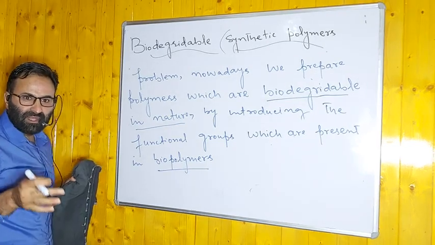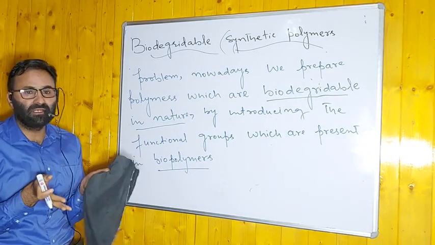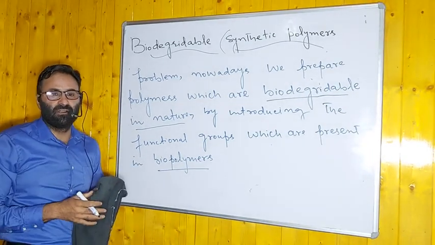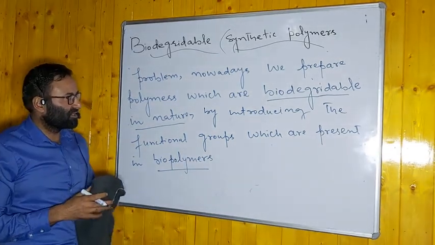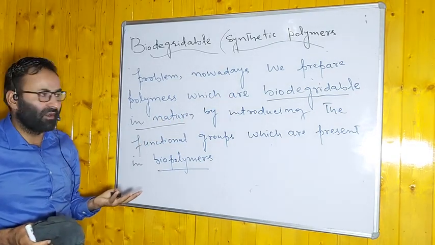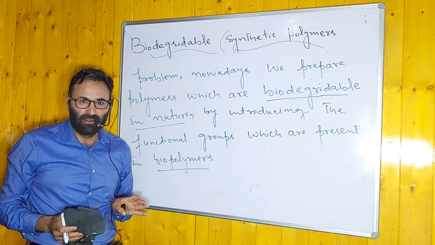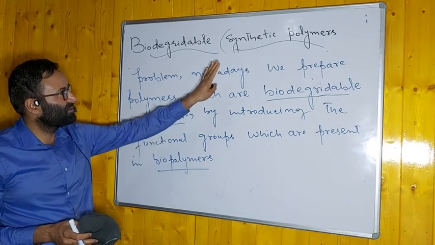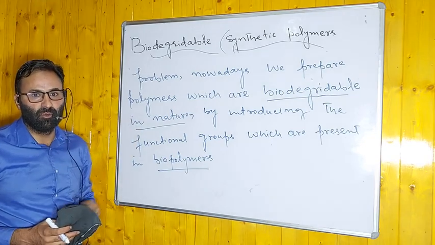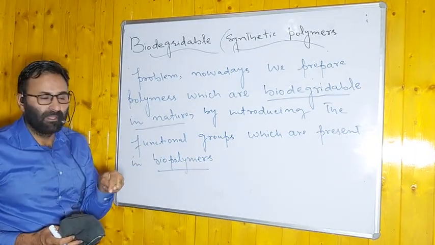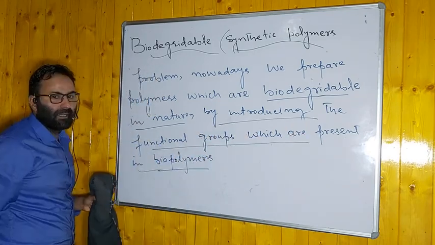Biopolymers are degradable because of some functional groups, and we try to introduce those functional groups in the synthetic polymers. Because of those functional groups, the synthetic polymers will be degradable in nature. You have to mention how we can prepare biodegradable synthetic polymers by introducing the functional groups which are present in biopolymers. Remember, we want to prepare synthetic polymers which are biodegradable, hence they do not cause any pollution problem.